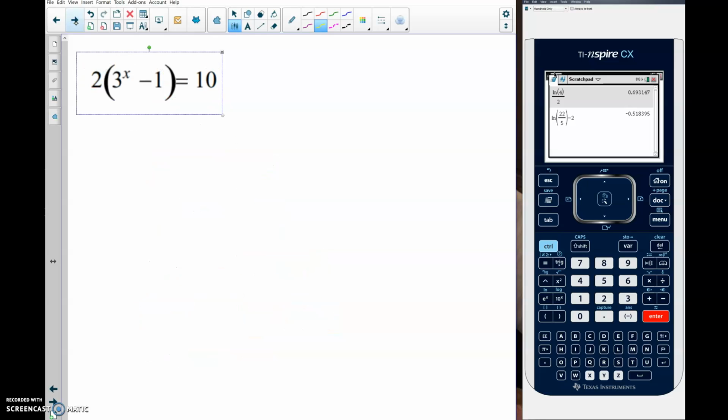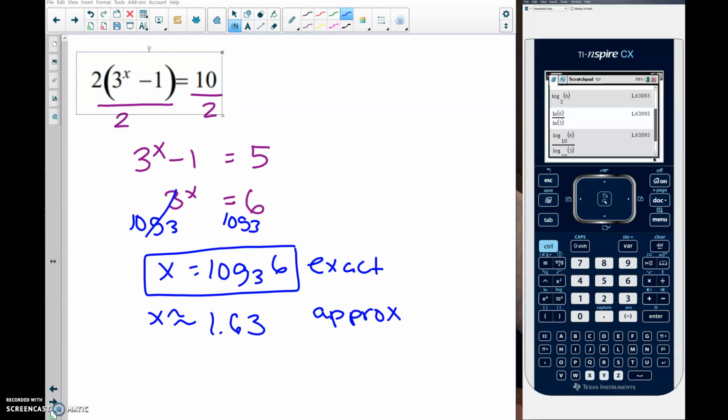Okay, next problem here. Pause this and try out this example problem. All right, for this example here, notice that your base number is no longer e, it is 3. So when you get down to this step right here, 3 to the x equals 6. The inverse of base 3 is log base 3. So the exact answer is log base 3 of 6.